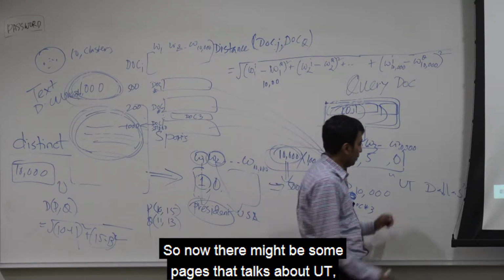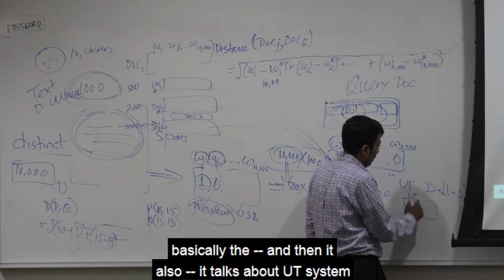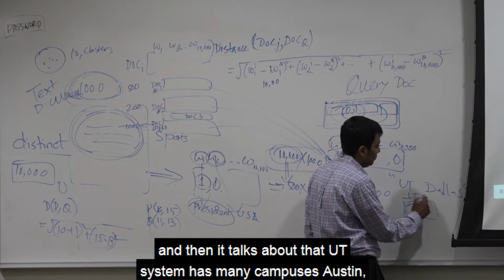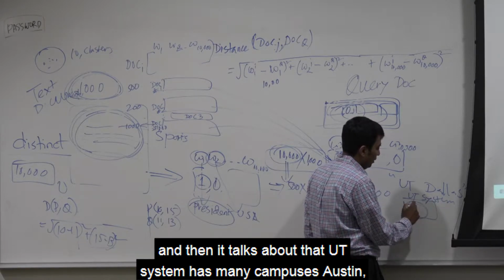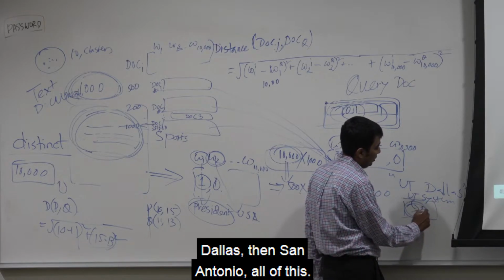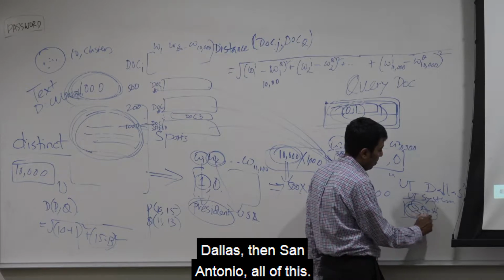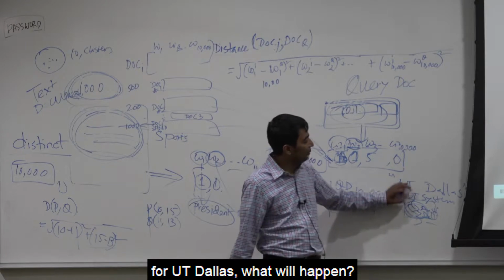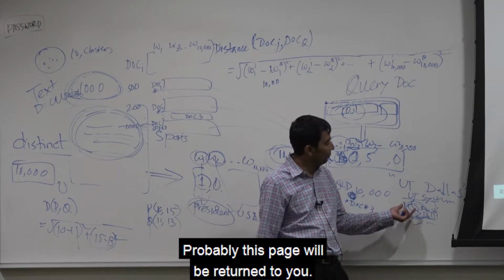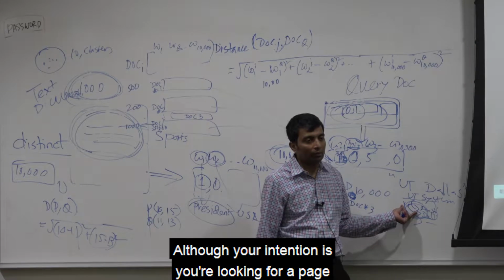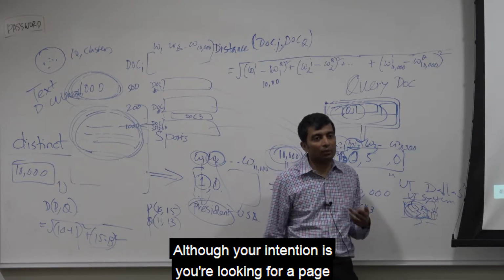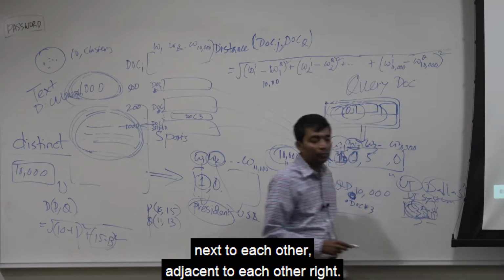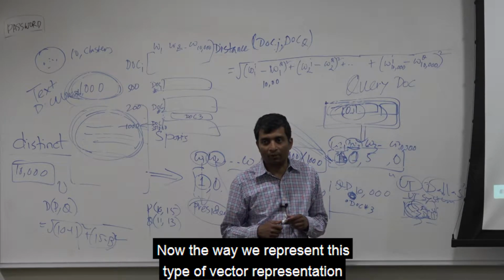Now there might be some pages that talk about the UT system, and that the UT system has many campuses, Austin, Dallas, then San Antonio, all of this. So when you look for UT dollars, what will happen? Probably this page will be returned to you. Although your intention is you are looking for a page where the UT and dollars keywords appear together, adjacent to each other, right?